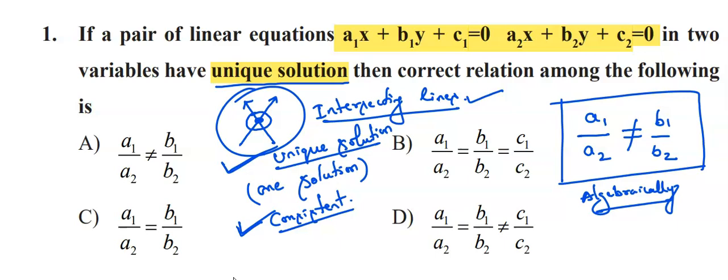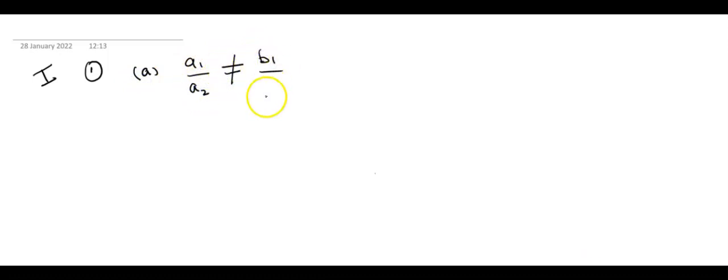Any doubts? Is this clear? According to this question, option A is the right answer: a1 by a2 does not equal b1 by b2. Now, how are you supposed to write the answer in your answer sheet? The solution is as follows. Question number 1, main number 1, question number 1, option A, a1 by a2 does not equal b1 by b2. You are supposed to write the answer like this. You have to write the question main, question number, and option along with the answer.